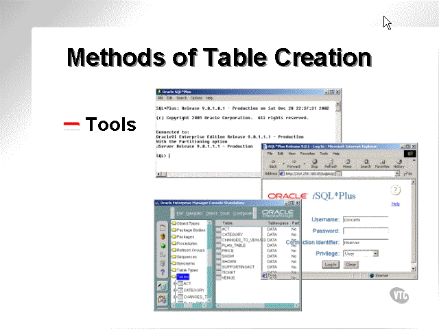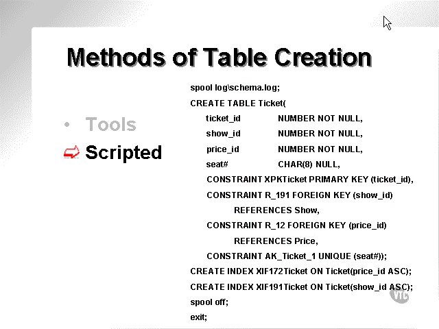Let's take a look at our next method of table creation, namely scripting. On the right you see an example of a very short script. It opens a spool which writes out the results of the script or the SQL statements into this log file. This will close that spool which will write that file, and then we'll exit from here. Typically scripts are executed inside SQL+, either the command line version or the GUI version.